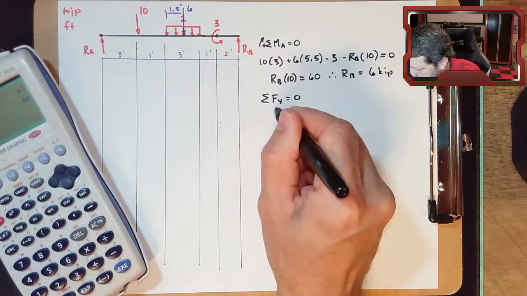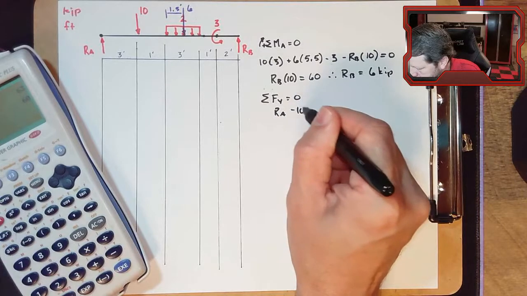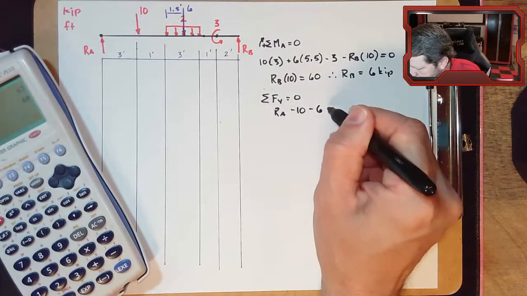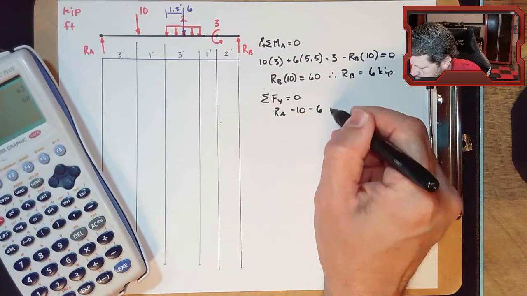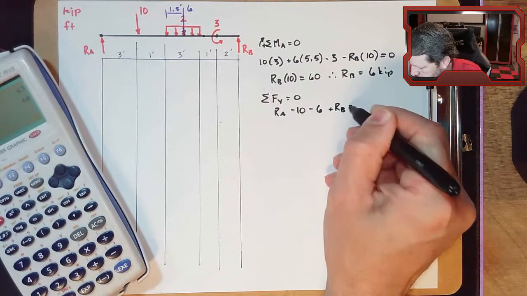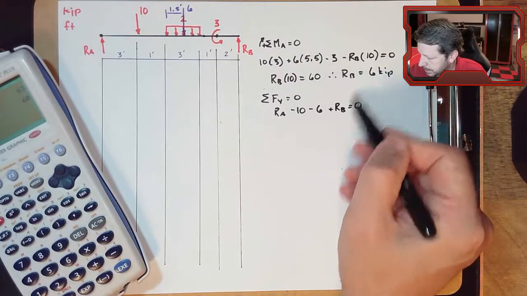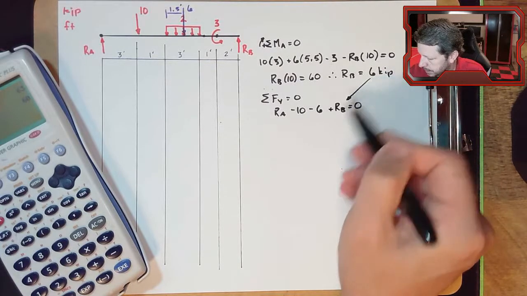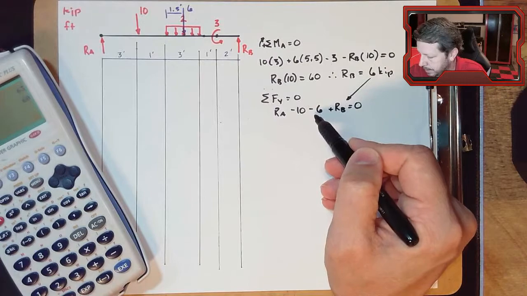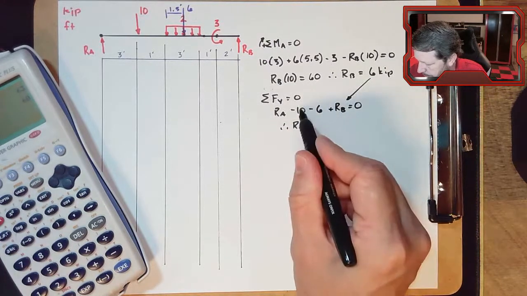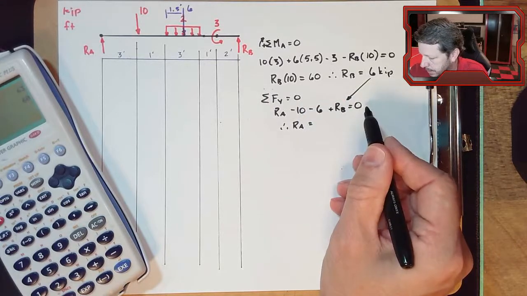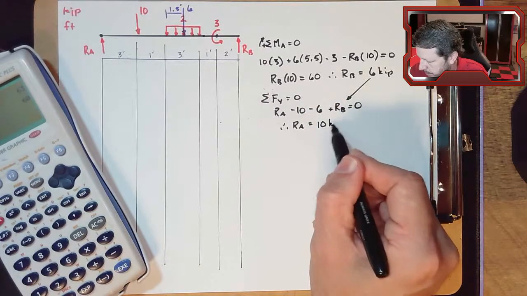And then I can do summation of forces in the y direction equals 0, and I've got RA minus 10 minus 6. This does not create a force in the y direction. Plus RB equals 0. RB is 6, right? So 6 minus 6 just cancels each other out, and therefore reaction at A is equal to, but I move the negative 10 over to the other side, it becomes positive, 10 kips.